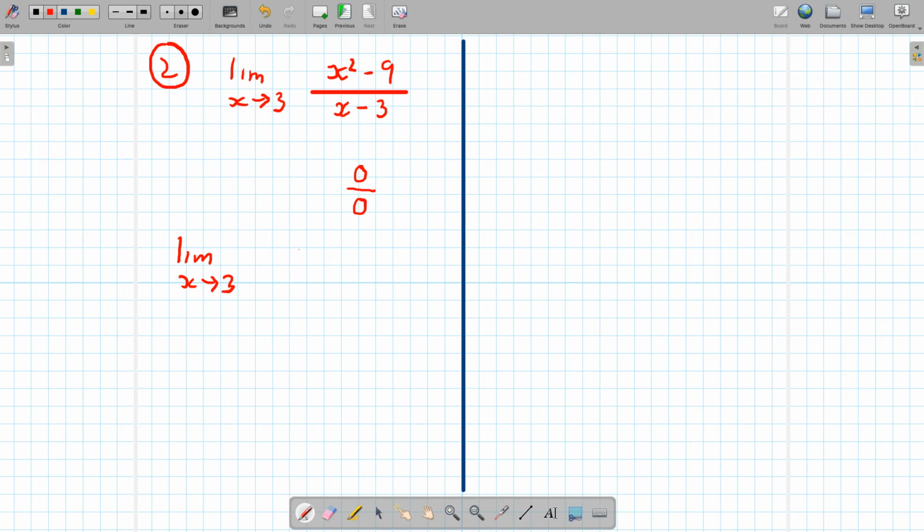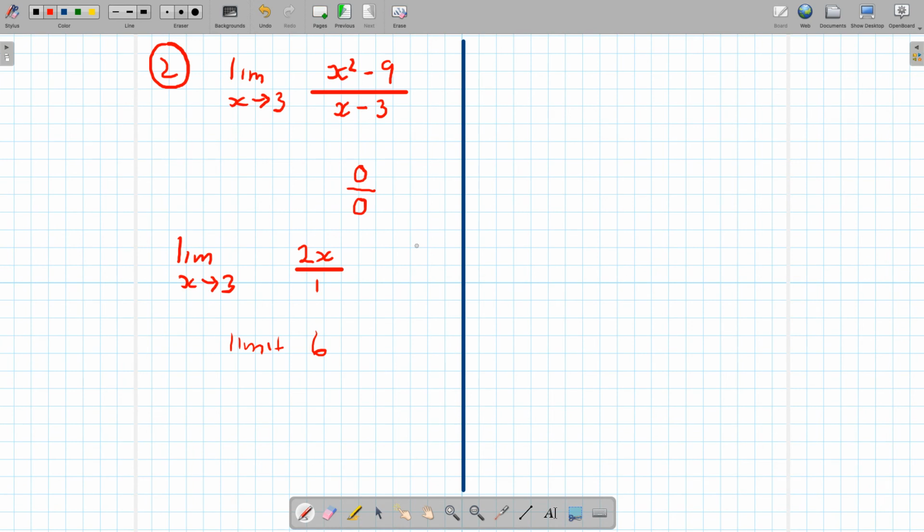So we differentiate the top, we get 2x. We differentiate the bottom, and we get 1. Now we put in the 3. This gives me a limit of 6. But did we need to do L'Hopital's?